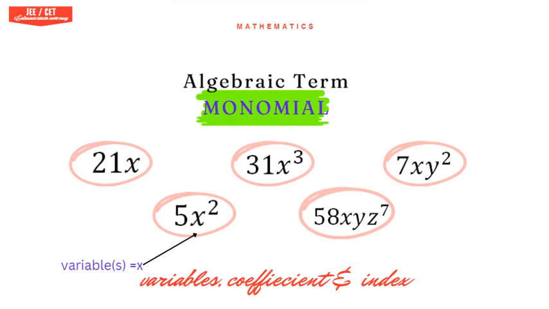A variable is a symbol, often a letter, that represents an unknown number in the equation, expression, or formula. In the example, x, y, and z are called variables. A coefficient is a number or a symbol that is multiplied by a variable in an expression. In the example, 7 is the coefficient.